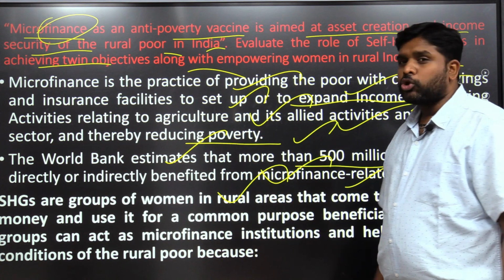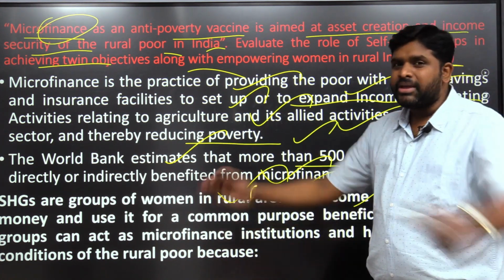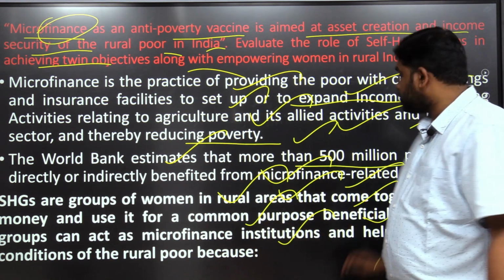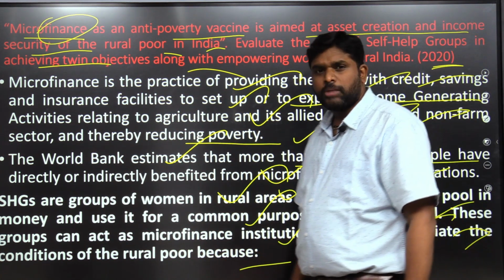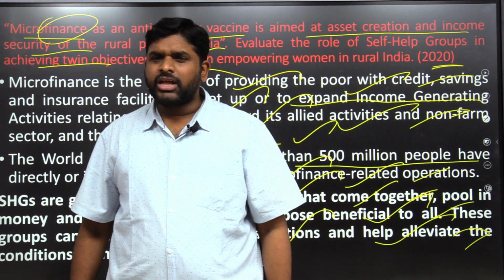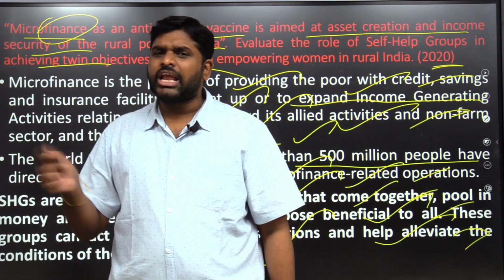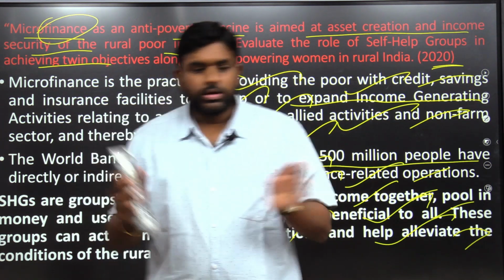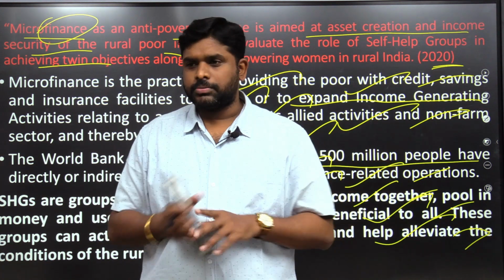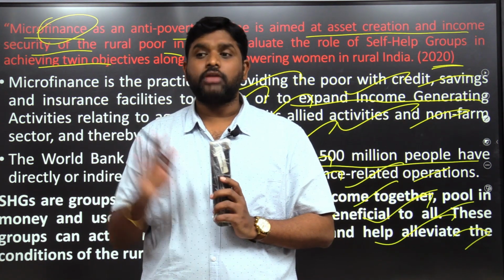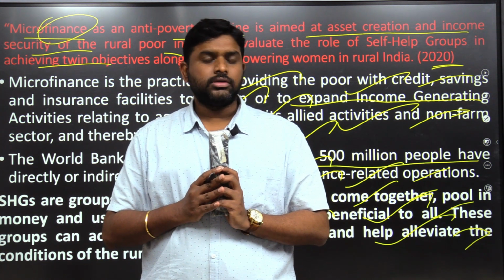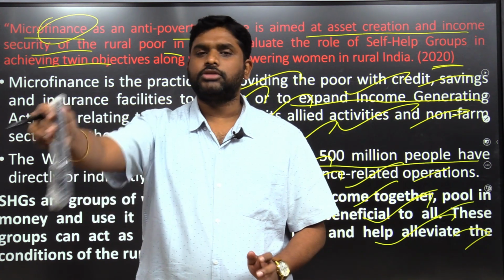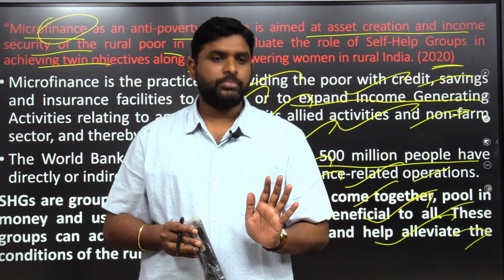operations. SHGs are a group of women in rural areas that come together, pool in money and use it for a common purpose, beneficial to all. These groups can act as microfinance institutions and help elevate the conditions of the rural poor. So there is no requirement of an institutionalized institution. A group itself can become a microfinance. For example, how? 100 rupees, 10 people. 100 into 10, 1,000 rupees. So today our contribution of the SHG is 1,000. Who wants 1,000 rupees? Sir, I want 1,000 rupees. I want to buy a sewing machine. Okay, take this 1,000 rupees. Every month you deposit 110 rupees.